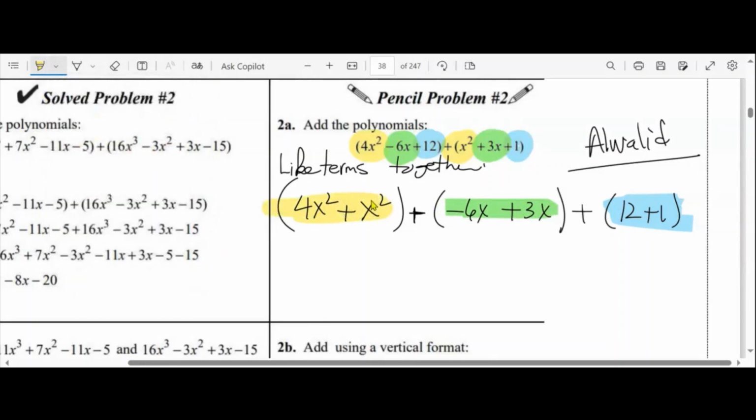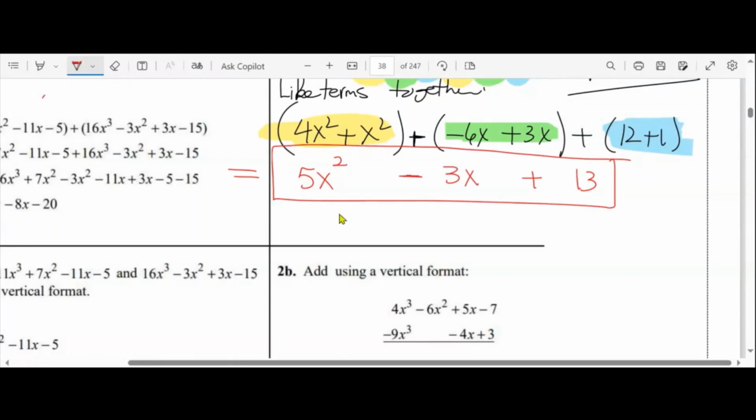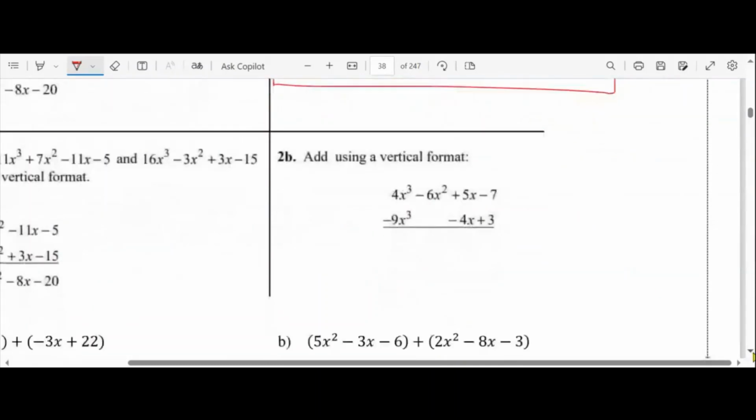I put color so you can enjoy the color. I know you like to play with colors, right? So what's the answer, Al-Walid? 5x to the power of what? 2. And here? 3x. Right, and this one? Very good. If you understand, raise your hand. Very good. Let's move to the next one.